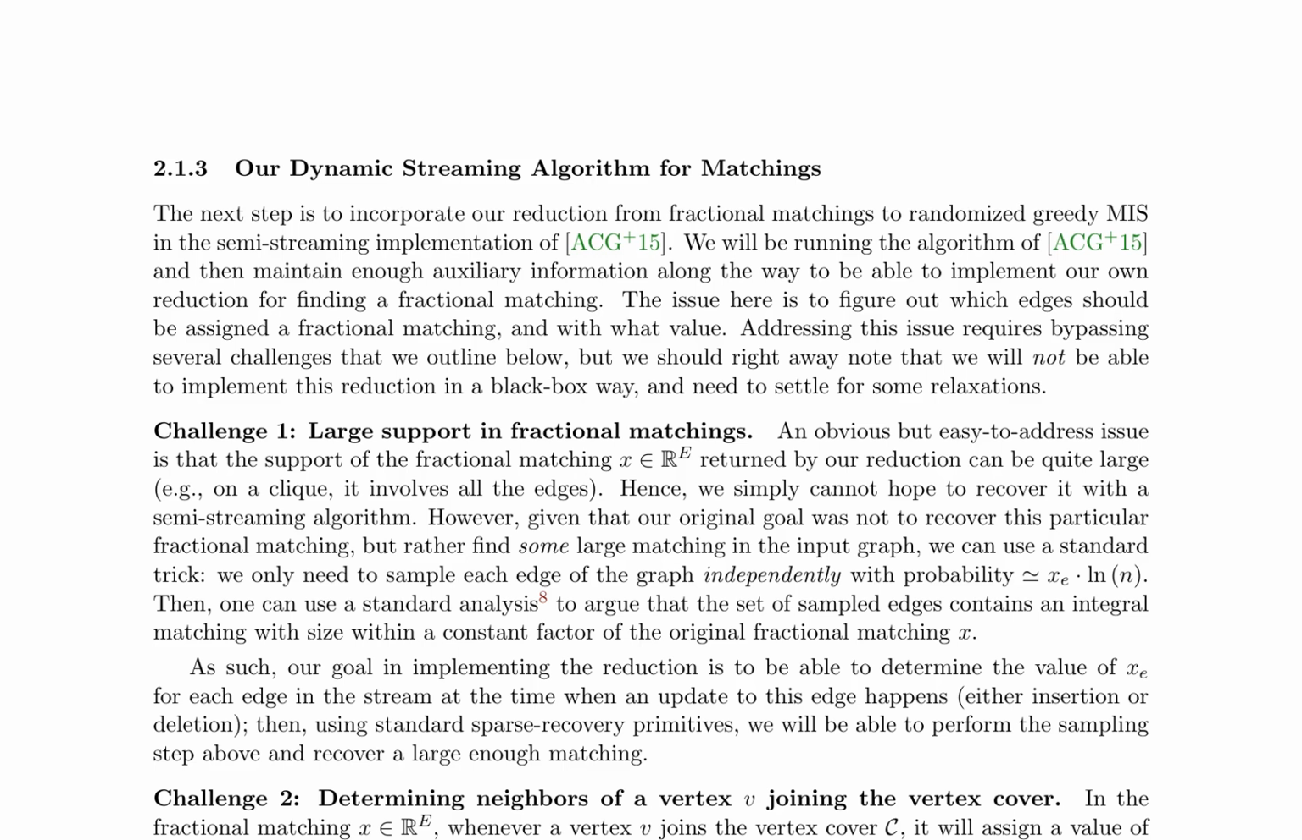Implementing dynamic streaming algorithms for matchings poses significant challenges, particularly when incorporating a reduction from fractional matchings to randomized greedy maximum independent set (MIS) in the semistreaming context. A primary challenge arises from the large support in fractional matchings, which can be addressed by sampling each edge independently with a probability proportional to its value in the fractional matching. This approach enables the recovery of a large integral matching.